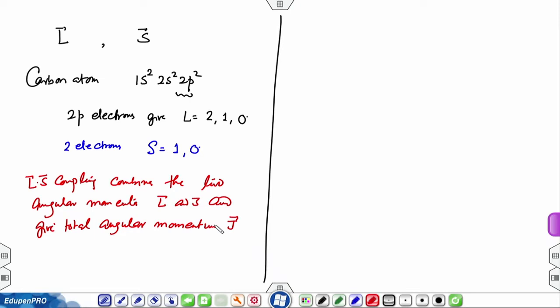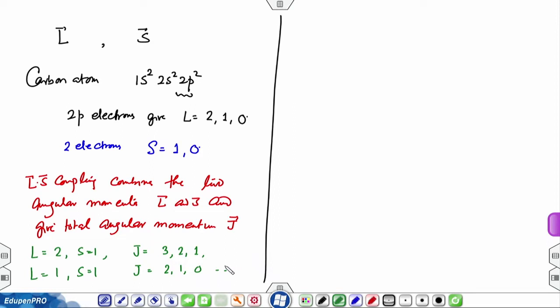So, for example, in this case, if I have L equals 2, S equals 1, possible J values are 3, 2, 1, that is it. If I take L equals 1, S equals 1, I have J possible values 2, 1 and 0 and so on. So, I am just writing it in general. In fact, you will see that if you have 2 equivalent electrons, L equals 2 is not allowed in carbon, but right now I am just writing it for the sake of giving an example.